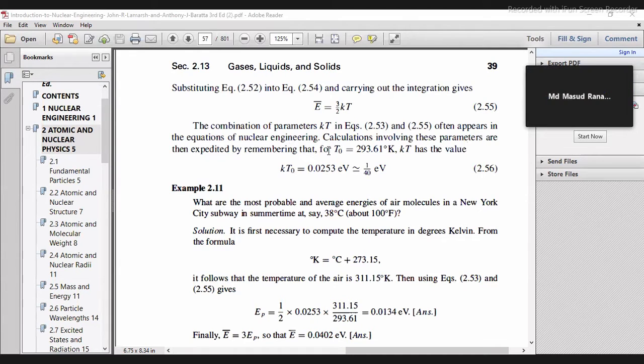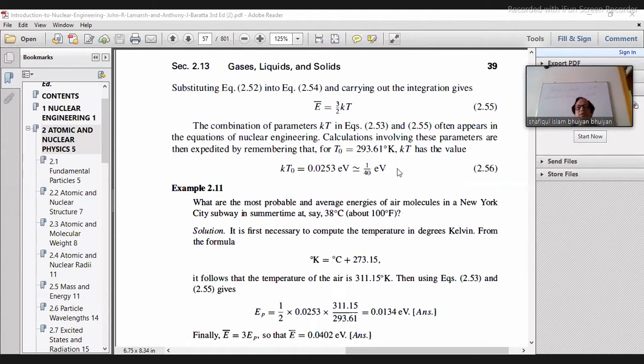Often appears in the equations of nuclear engineering or physics. Engineering and physics are the same. I said physics is the core of engineering. Calculations involving these parameters are then expedited by, remember, T0. Oh, I know what is T0. You all know it.